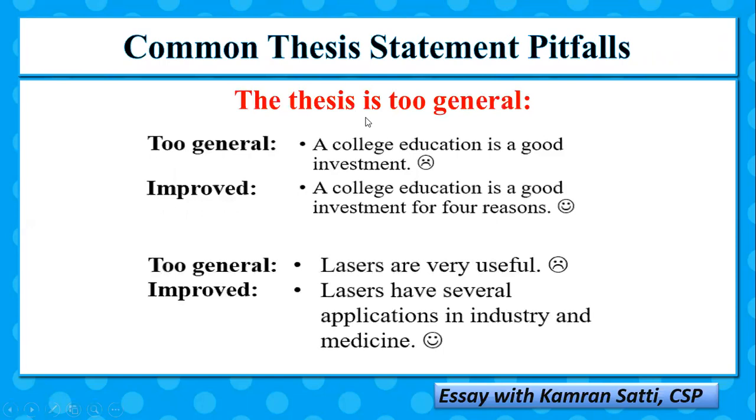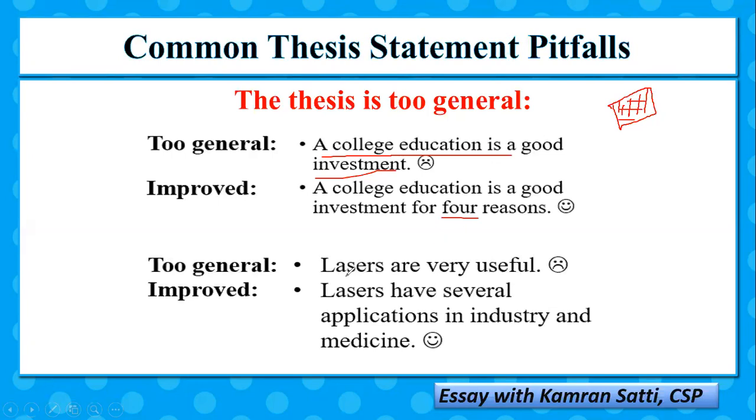Now, the first problem we discussed is that the thesis is too general. Let's suppose this is a thesis statement: a college education is a good investment. The examiner won't be very happy because you haven't told him in what ways. You haven't given the examiner anything in a closed manner about what to expect. Now, here: a college education is a good investment for 4 reasons. Now the examiner knows that he would be expecting 4 reasons as to why college education is a good investment.